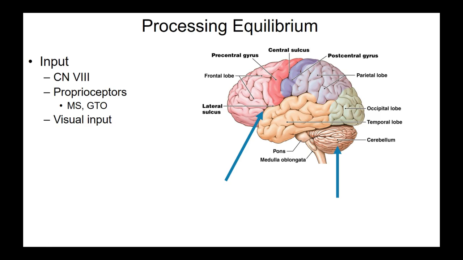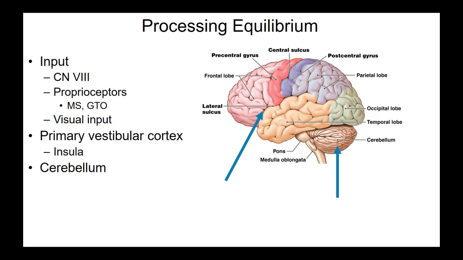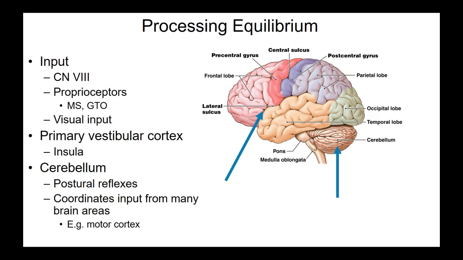And the parts of the brain that are really important for this, so part of it's in the insula, which remember is going to be this deeper part in between the lateral sulcus, and so that is involved with processing a lot of the vestibular information. And then a lot of the other information is going to be going into the cerebellum for processing. So a lot of the information on postural reflexes, and it's taking into account inputs from other parts of the brain.